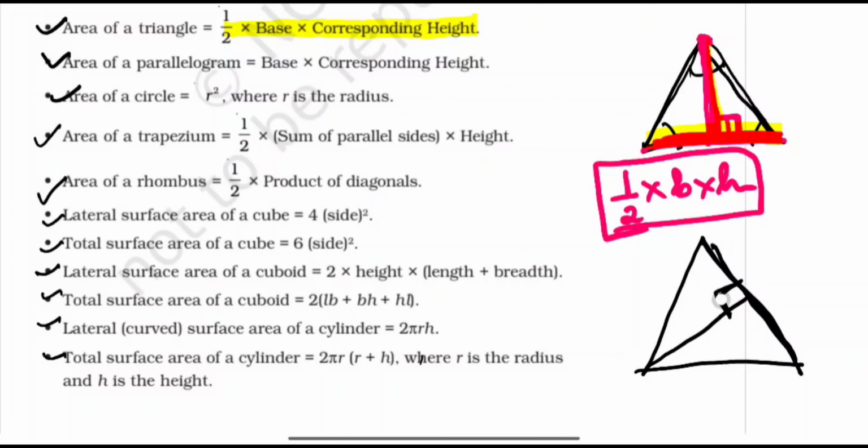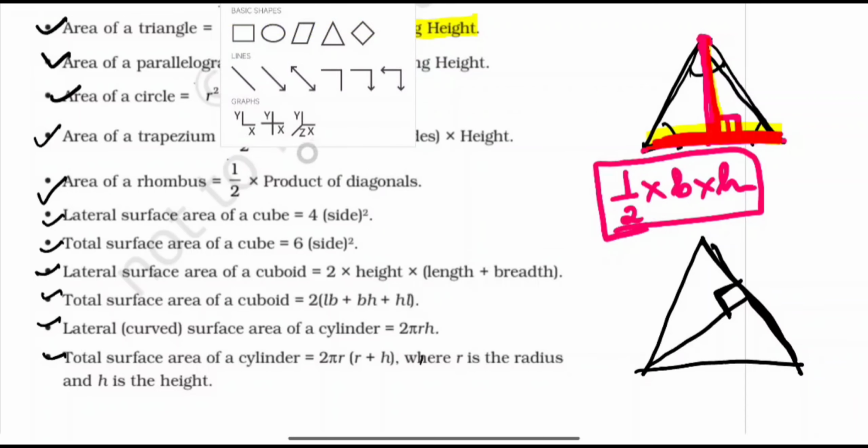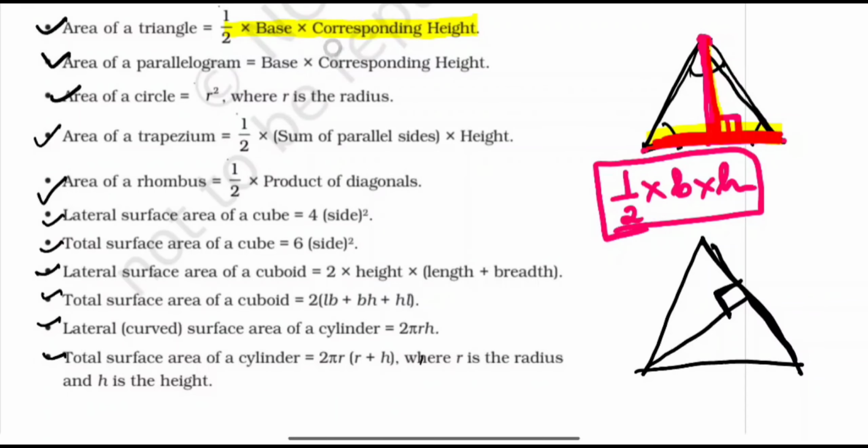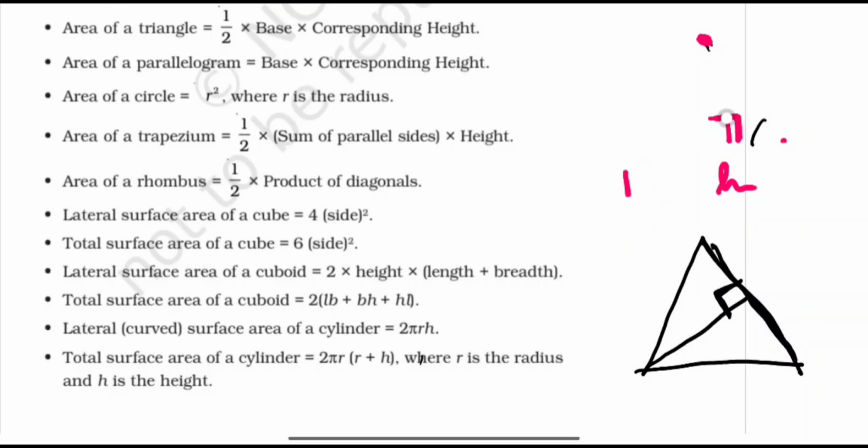So this is another height, but the height may vary. Height may not be the same. Is that clear? Now let's move to the next formula, which is a parallelogram. Clear?